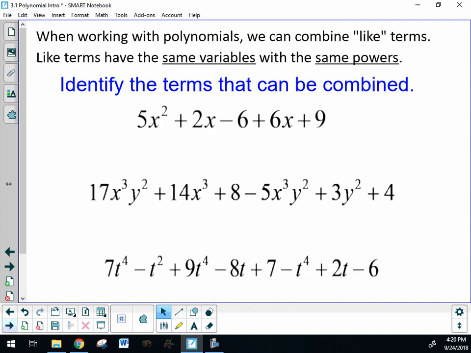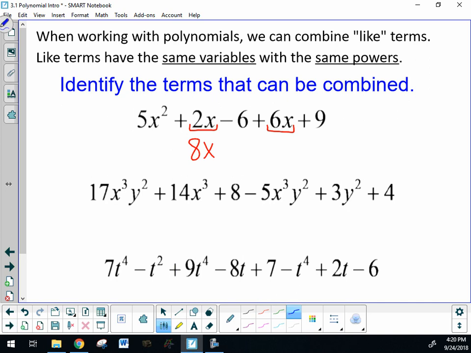So when we're working with polynomials, if we have a polynomial with lots and lots of terms, we can combine terms that are alike. So if 2 terms have the same variables with the same powers, they can be combined. So this first expression has 5 terms, but right here I have 2x, and right here I have 6x. So that could be combined. I have 2x's here and 6x's here. I could combine that to be 8x.